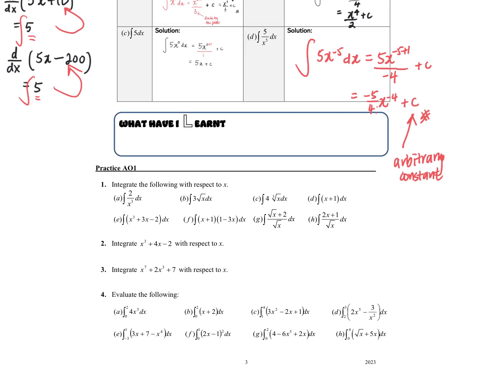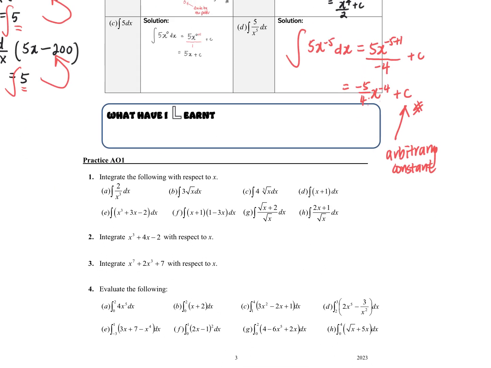Okay, so this is just the skill required. So let's maybe just try this one. Looks very scary, right? But the concept is the same. Simplify it first before you go and integrate. Simplify first.